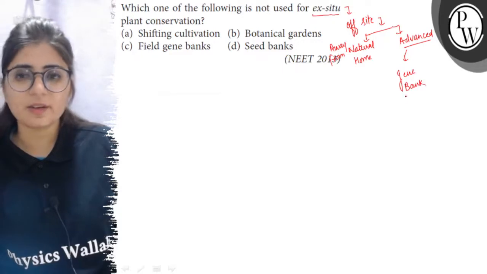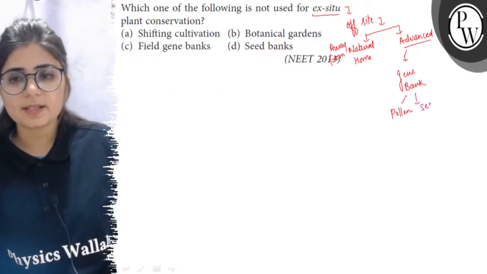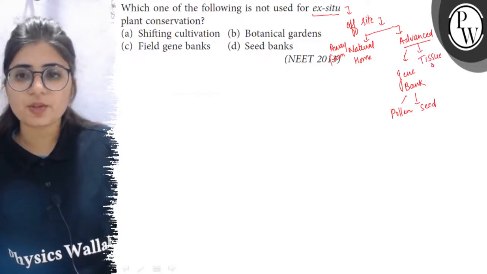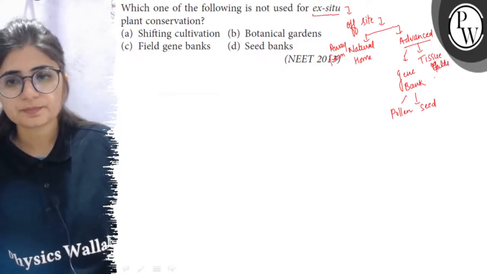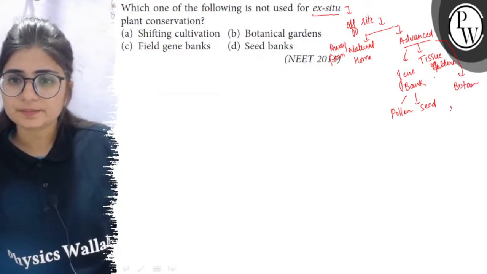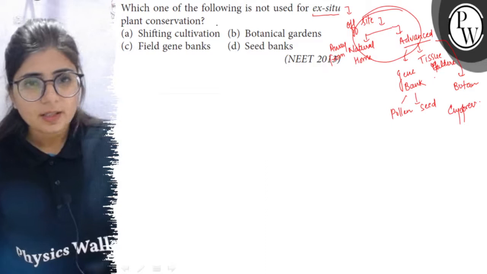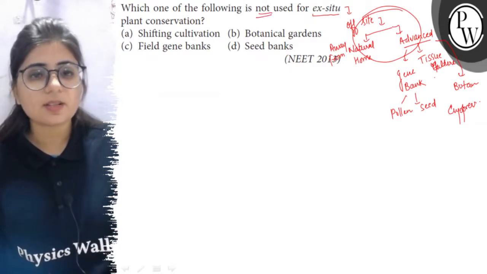bank. There are several kinds of gene banks, like the pollen banks, the seed banks, or it includes tissue culture, which is the propagation of organisms in laboratory conditions. It also includes the botanical gardens and cryopreservation. So there are several approaches of off-site conservation. Now we have to choose which is not used for the ex-situ conservation of plants.